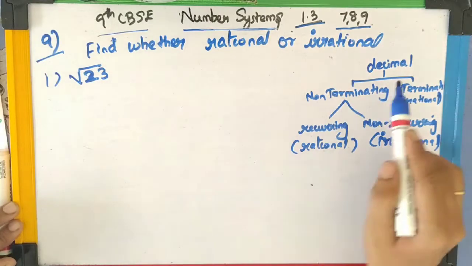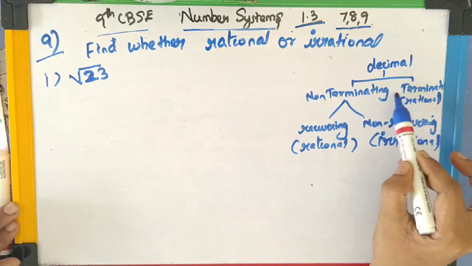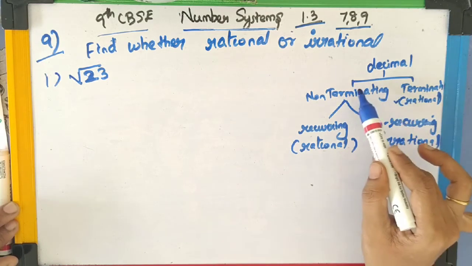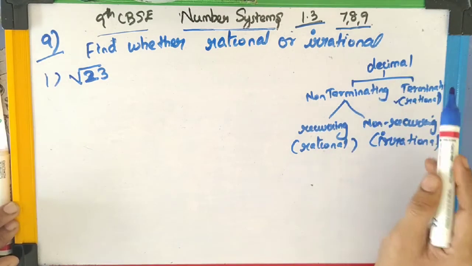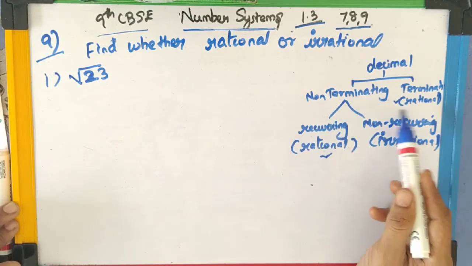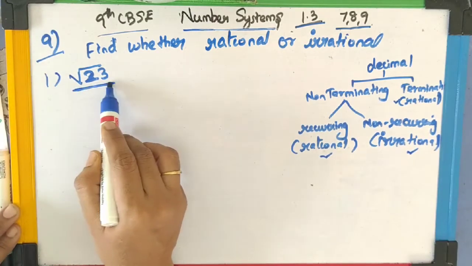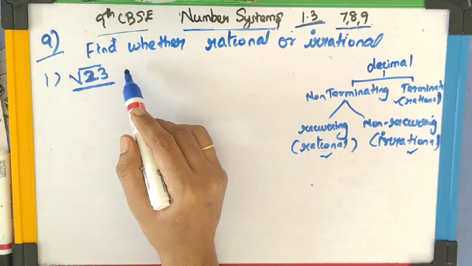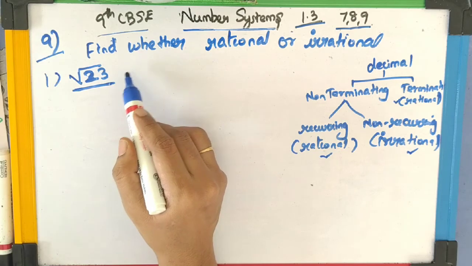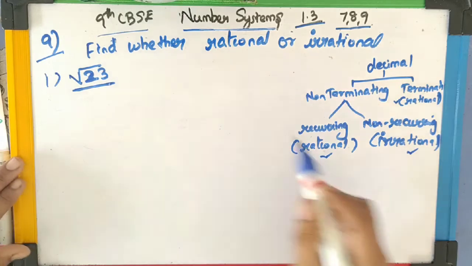Find whether the numbers are rational or irrational. I have already said decimal is of two types. Terminating decimals are rational. Non-terminating and recurring are rational, but non-terminating and non-recurring are irrational. Remember 2n: if there is 2n, then it should be 2r. Non-terminating, non-recurring, 2n, irrational, 2r.